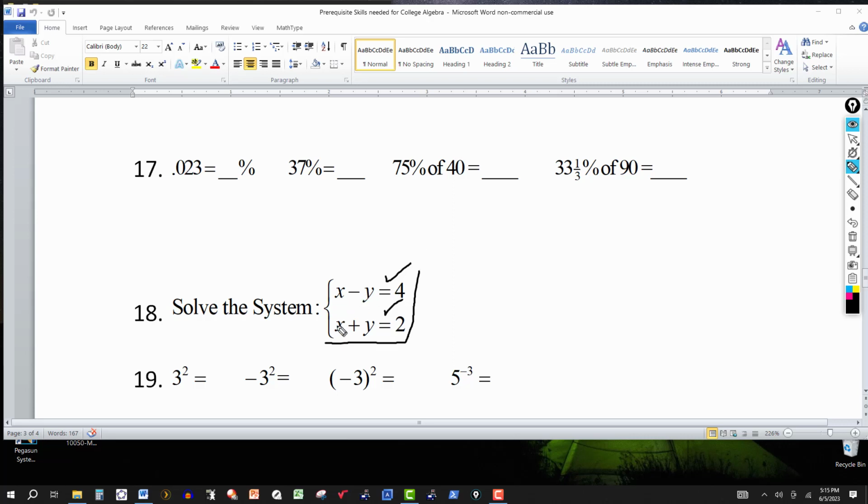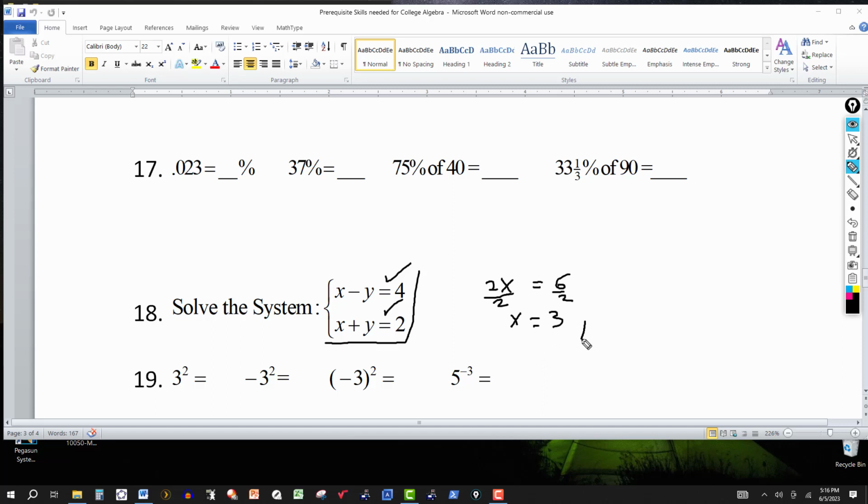Here, if we just add them, let's add them up. This side equals this side, and this side equals this side. So let's add them. x and x is 2x. Minus y and y cancels. In other words, we're trying to get the system down to one variable to make it easier to solve. So if I just add the equations, I get 2x is equal to 6. Divide both sides by 2. 6 divided by 2 is equal to 3. So I know x is equal to 3.